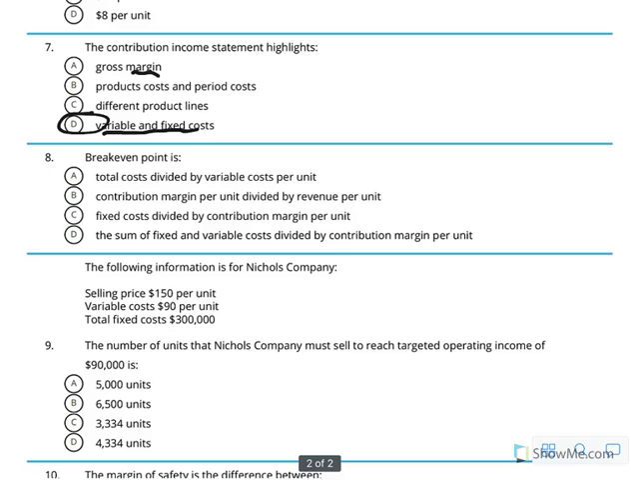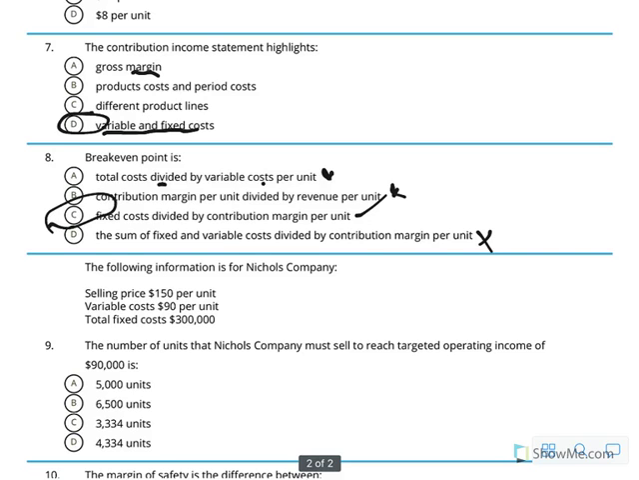Break-even point is the total cost divided by the variable. No, that makes no sense. Contribution margin per unit divided by the revenue per unit. No, that doesn't make any sense either. Fixed costs divided by the contribution margin per unit. Yes. The sum of fixed and variable. Well, the only answer here is C.